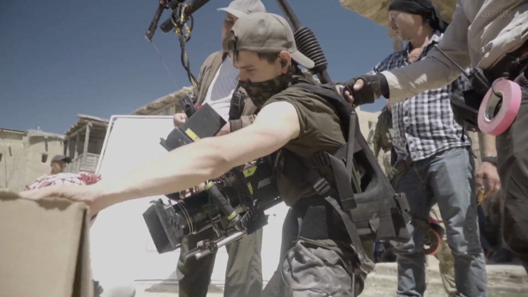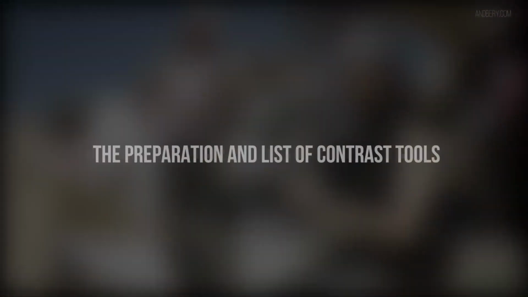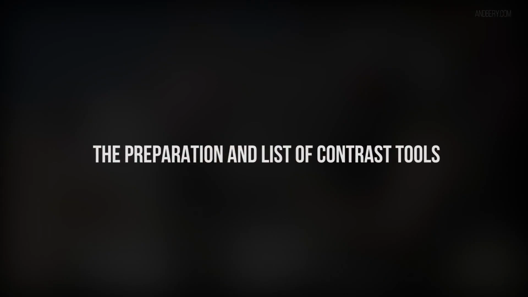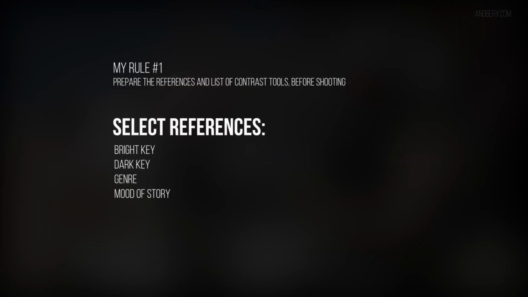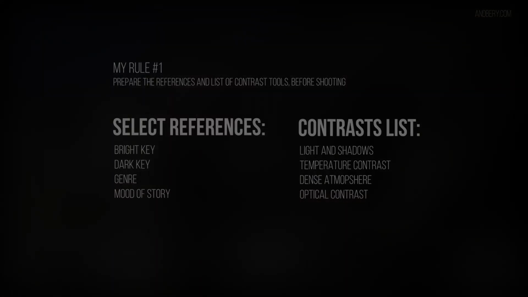What is the main thing I'm trying to tell you? It is very important to know what kind of contrast you are trying to achieve before you get on set. As a minimum, before the shoot, you should have a few reference shots and a checklist of what contrast tools you will use. It is best to prepare for specific types of contrast in advance.